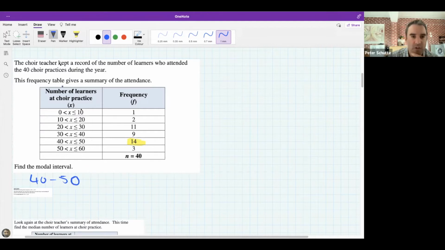Now, if we look at this question, let's just take a moment to make sure we understand what's going on. The total frequency count is 40. A choir teacher kept a record of the number of learners who attended the 40 choir practices during the year. The frequency table gives a summary of the attendance. So what the table is telling you is that there was one practice during the year where between 0 and 10 students came to the practice.